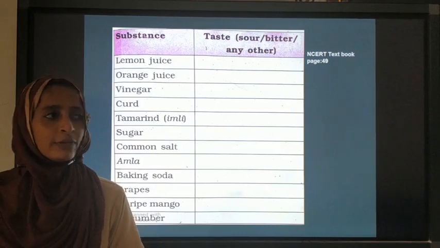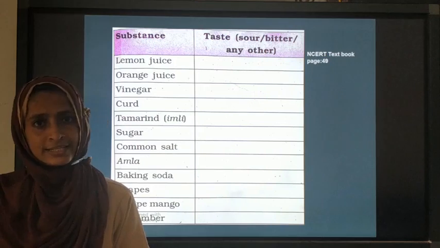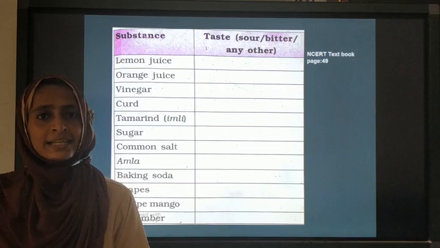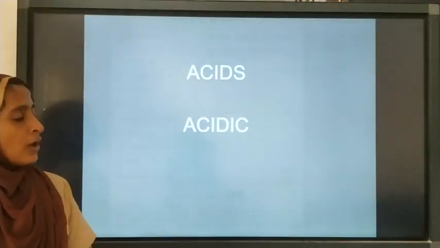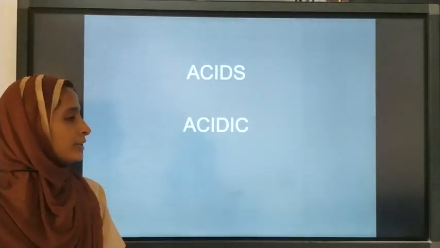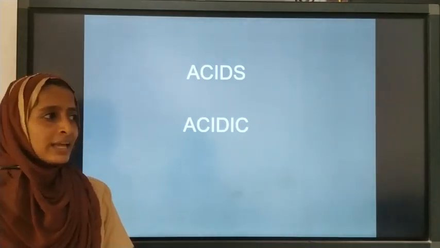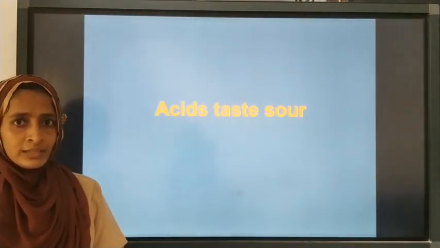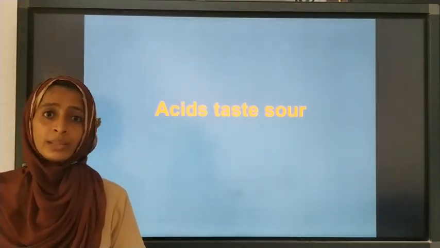For example, if you are taking the case of lemon juice. Lemon juice contains an acid in it, and because of the presence of this acid, they are called acidic in nature. So lemon juice is acidic in nature. Okay, so substances containing acids taste sour, and such substances are called acidic. So what is the taste of acids? They taste sour. Acids taste sour. Clear? Yes.